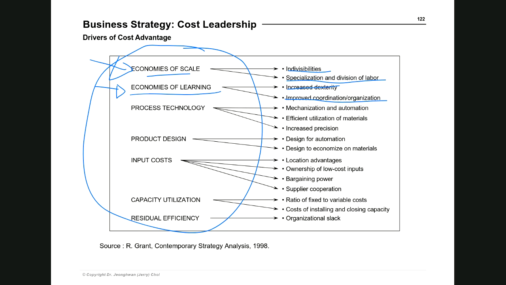And absolutely, process technology, mechanization or automation. Make everything automatic, with efficient utilization of materials and increased precision. So this is related to Industry 4.0, or Manufacturing 2025 of China, and digital transformation. Have you ever heard about Industry 4.0, Manufacturing 2025, digital transformation strategy nowadays?